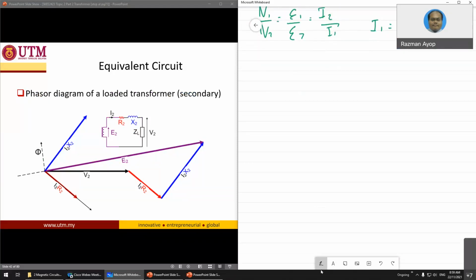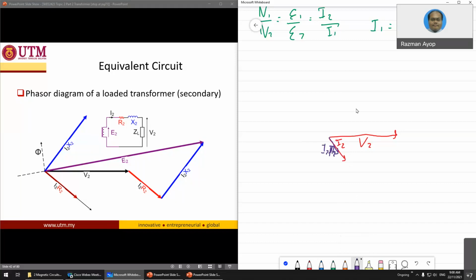So this one is also mostly theory. You can see here, you set V2 as a reference. Assume that ZL is a lagging power factor, so you have I2. Because of the R2, remember I2 and R2 are in phase. This one is I2 R2.